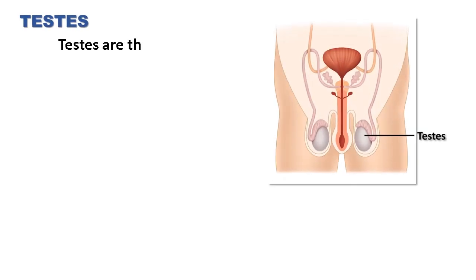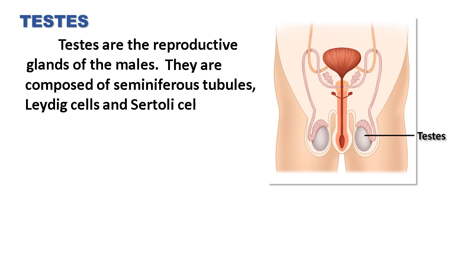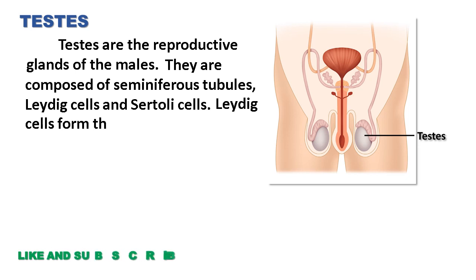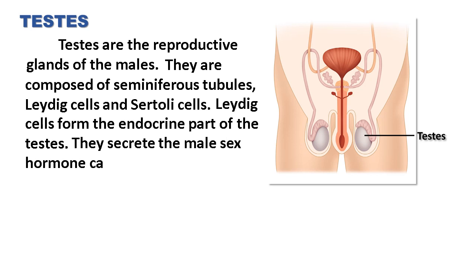Testes are the reproductive glands of the males. They are composed of seminiferous tubules, Leydig cells and Sertoli cells. Leydig cells form the endocrine part of the testis. They secrete the male sex hormone called testosterone.